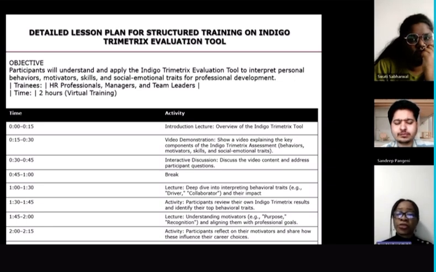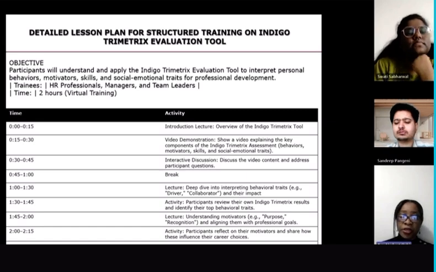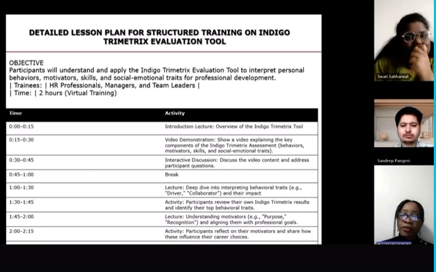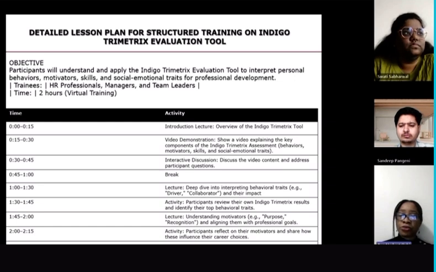Then number two is going to help us interpret key results. It's going to tell us some aspects of your personality, your behavior, and your skills. And thirdly, this tool will tell you how to apply these insights to workplace success. And then fourthly, it will help you to create an action plan on how to do professional development.